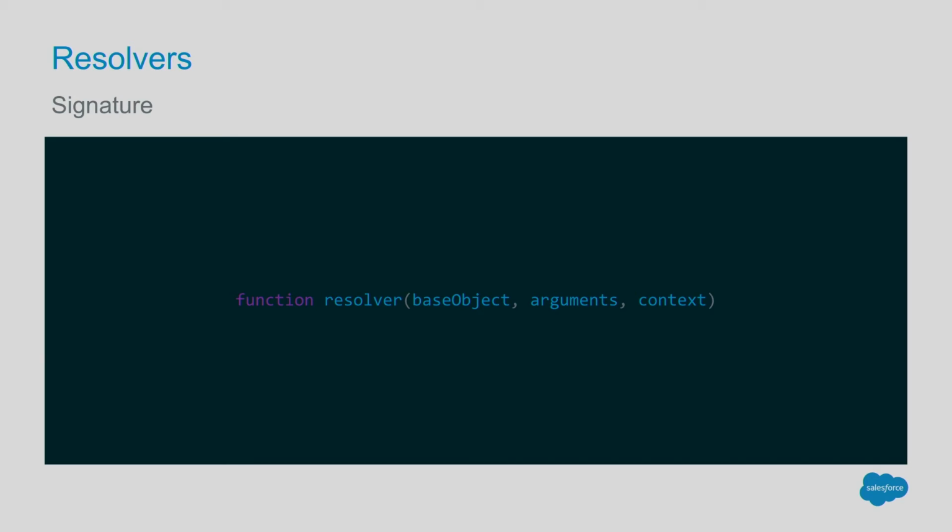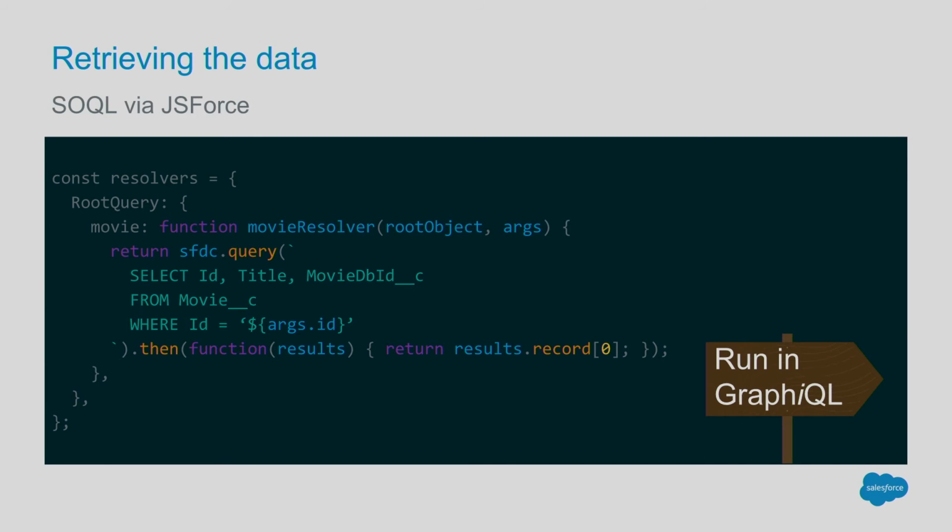So let's see how it works. For instance, here is the resolver for the movie. So I want to fetch a single movie, and this is on Salesforce. So I'm going to issue a SOQL query on Salesforce and get from the argument passed in the parameterized query the ID of the movie that I want to retrieve. And then I take only the first result of the SOQL query.